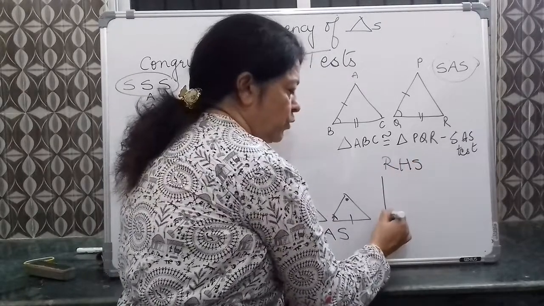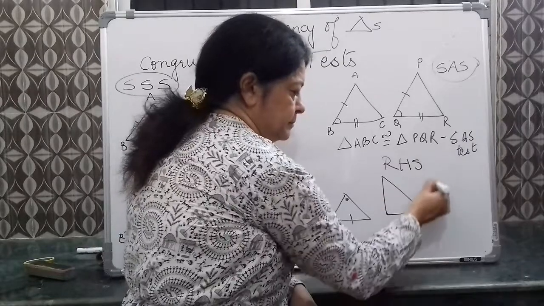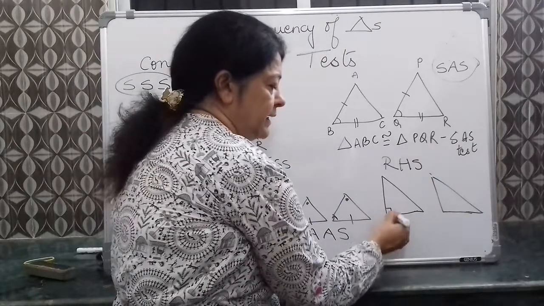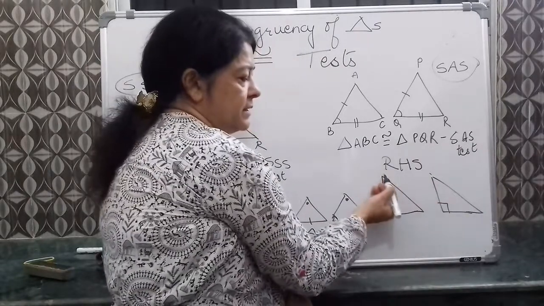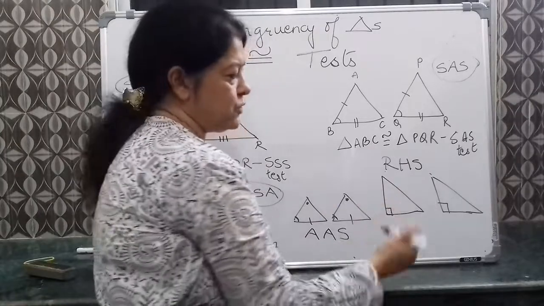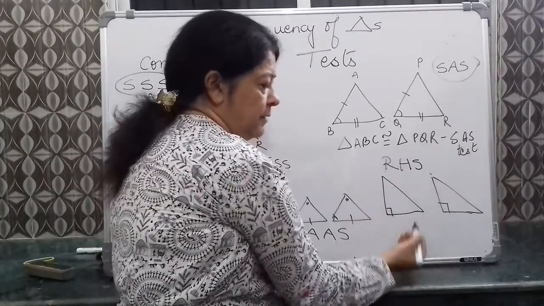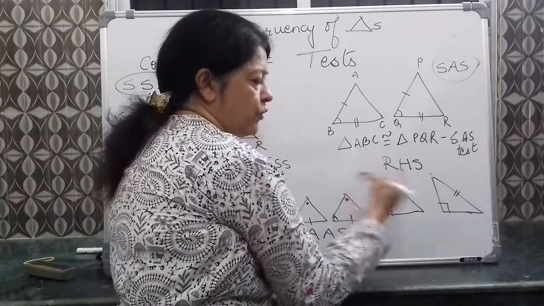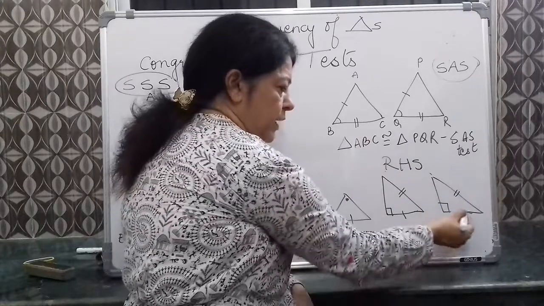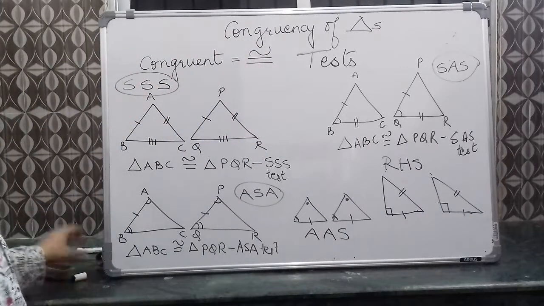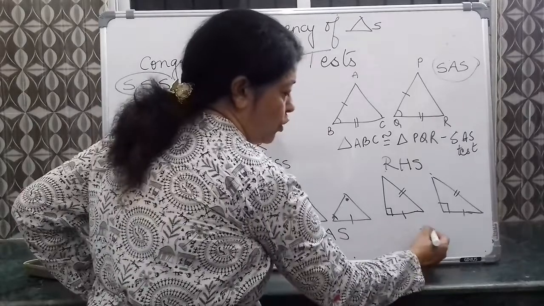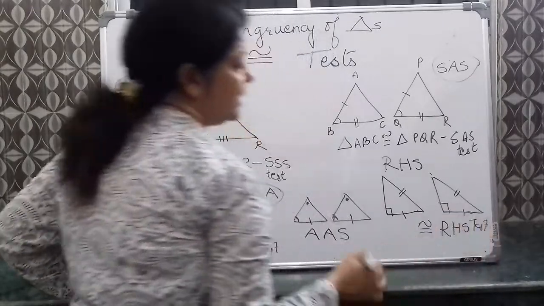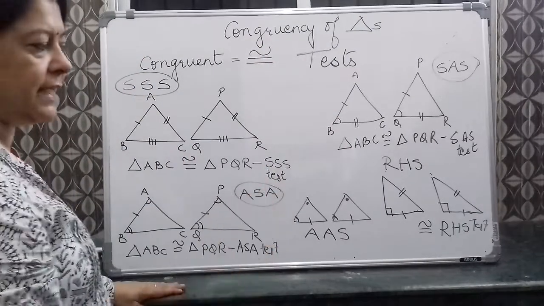RHS. Here you are going to have a right angle. Okay, so a 90 degree is there. This RHS itself tells you R stands for right angle, H stands for hypotenuse, and S stands for any one side. So I am taking the lower side only. So these two triangles are congruent by RHS test, that is right angle hypotenuse side test.